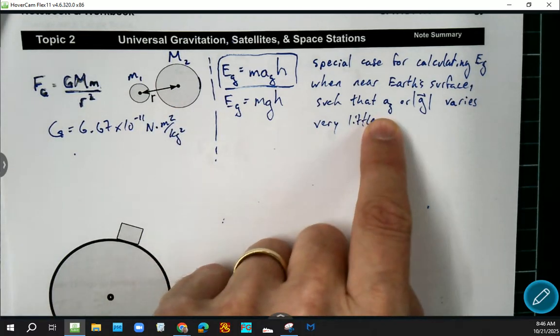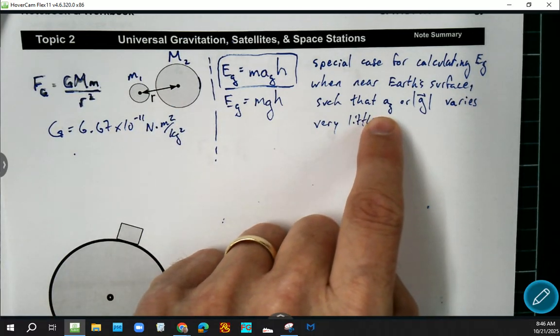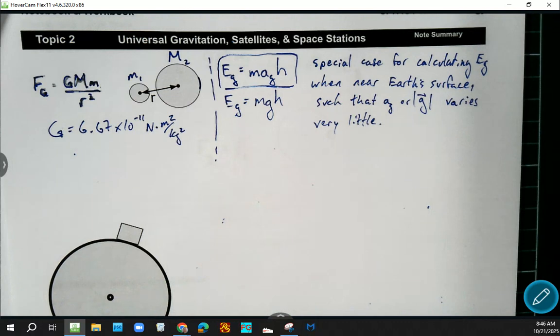So when we say a_g varies very, very little, that means we're going to do all of our dealings, all of our business within the apple skin. So of course it's not going to vary a lot. That makes total physical sense.